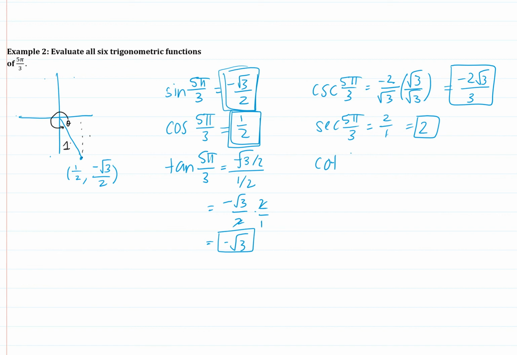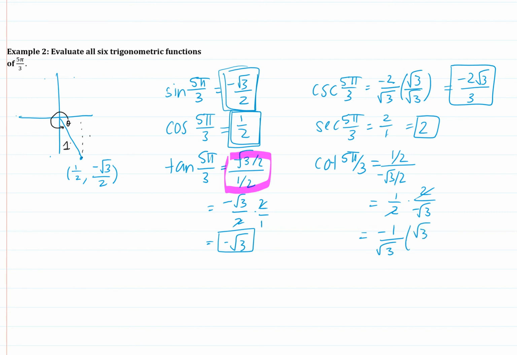And the cotangent of 5 pi over 3, I like to look at this right here and just flip this fraction around. You can flip it at any stage, of course. So you'd have 1/2 over negative root 3 over 2 gives you 1/2 times 2 over negative root 3, which gives you negative 1 over square root of 3. Just rationalize that denominator so you don't leave it with a square root in the denominator. And you get negative root 3 over 3.